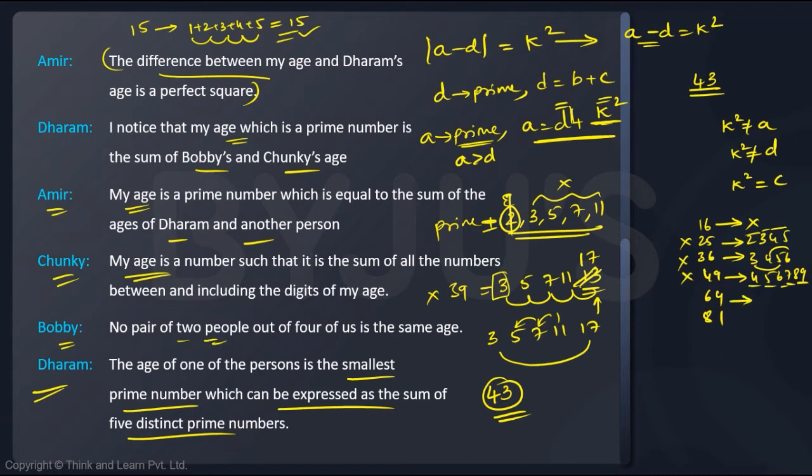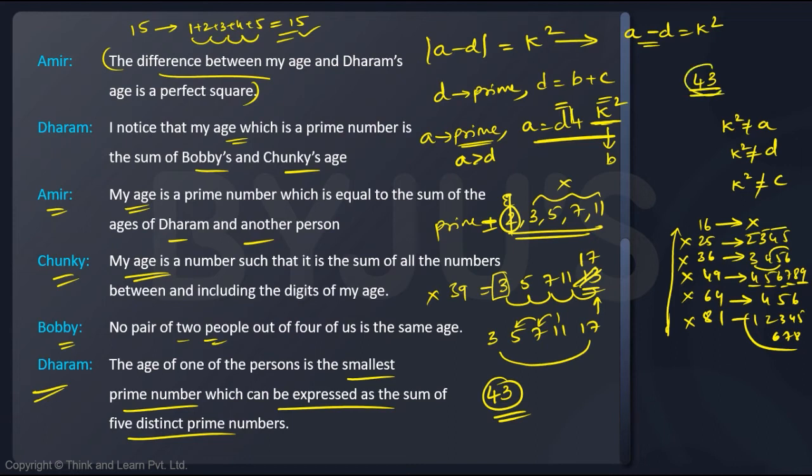So 6 to 4, 64. So 4, 5, 6. 4, 5, 6 is 15, not possible. 81, 1 to 8: 1, 2, 3, 4, 5, 6, 7, 8. You can see the sum will not be 81 at all. So you can see that C cannot be K square because the only possible values of K square will not match up to C. So if K square is also not C, the only possibility for K square should be B. Right? So your K square is B.